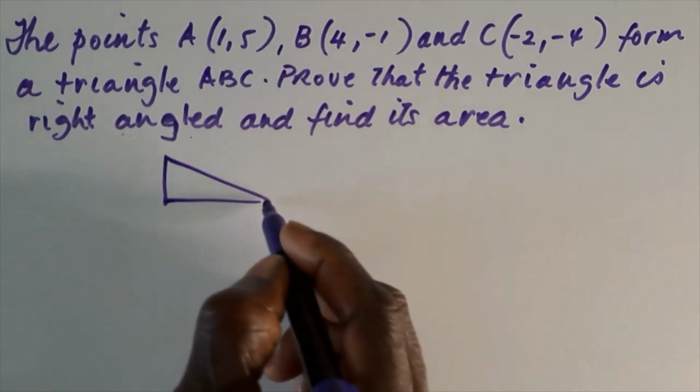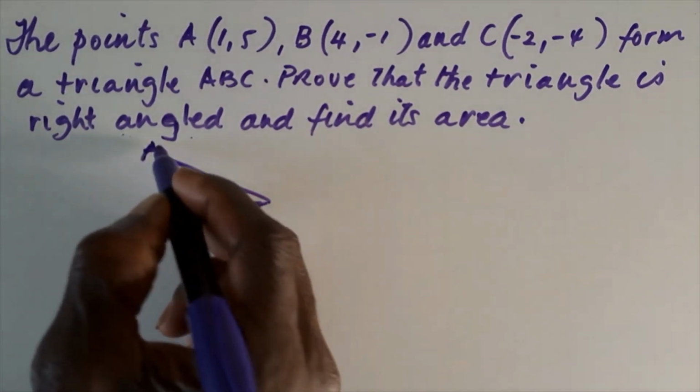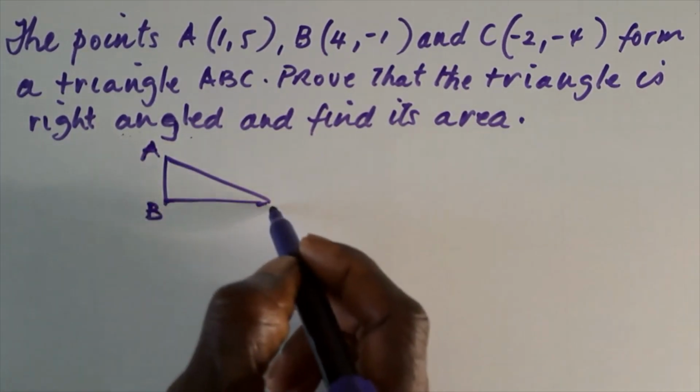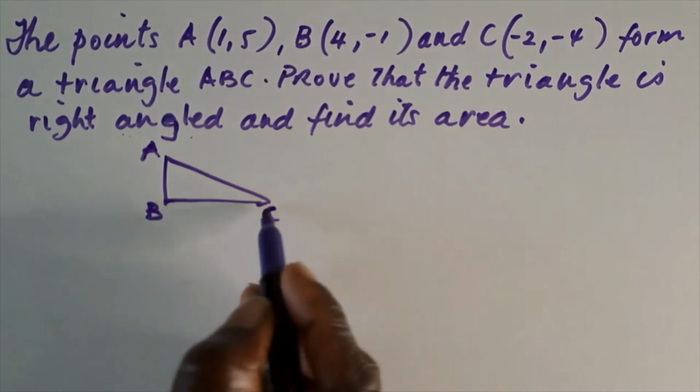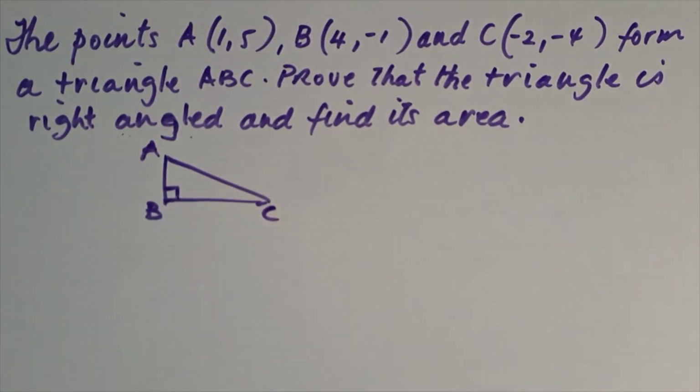Now, one of the things we know about any right-angled triangle, if we were to sketch it, is that this line here is perpendicular to this line. So if this is the triangle ABC, we know AB is perpendicular to BC. And that is one indication that it's a right-angled triangle.